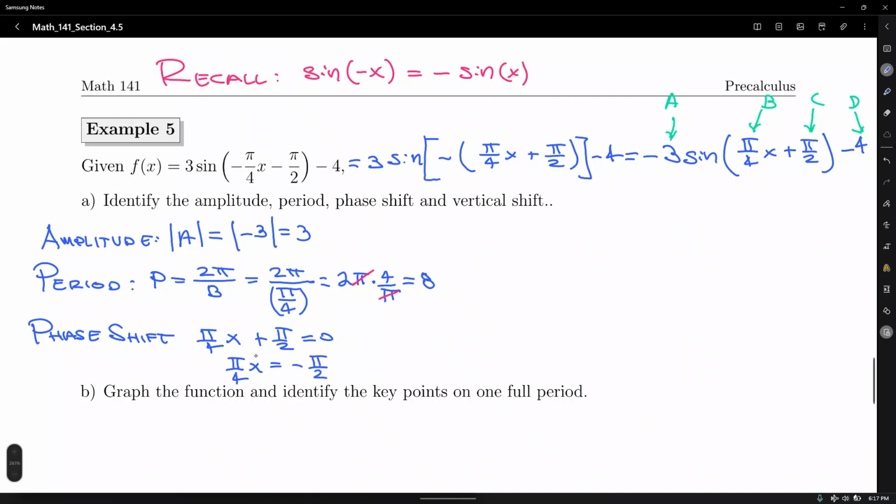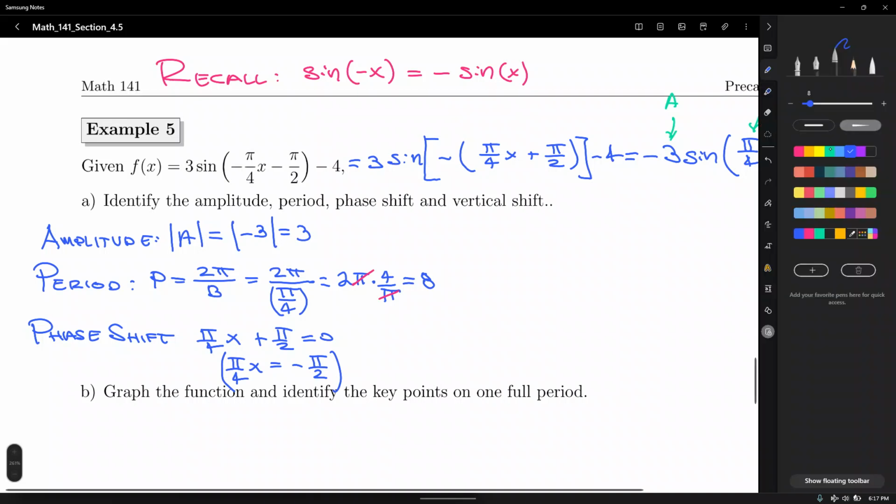And then there's a couple of ways to isolate the x. I don't want to divide by pi over 4 because it's going to look very weird. I mean, look at this. I don't have enough space to show that calculation. So instead, rather than dividing by pi over 4, I'm going to multiply by the reciprocal, which is multiplication by 4 over pi.